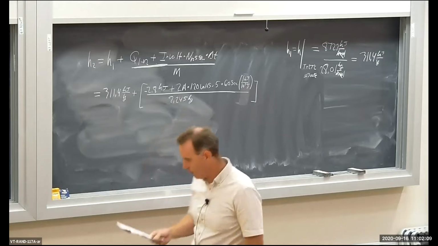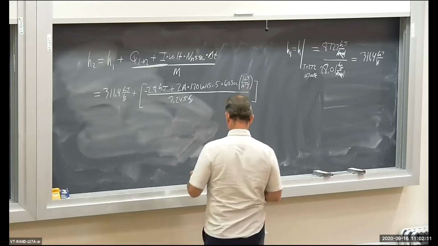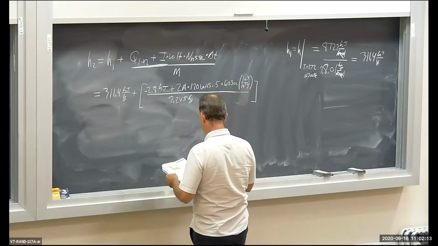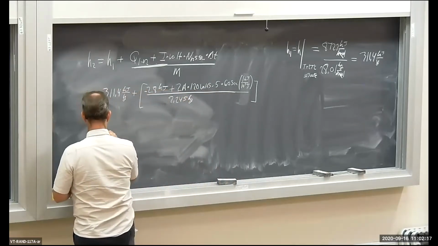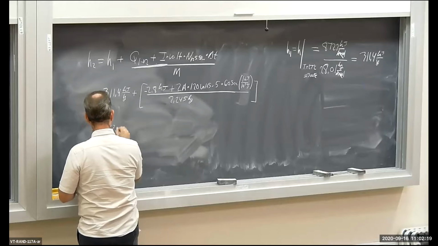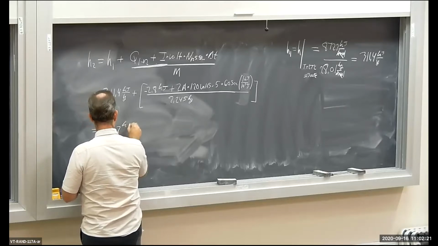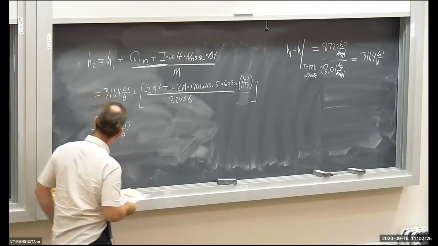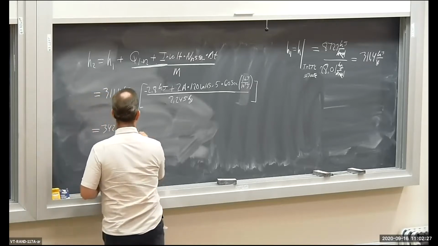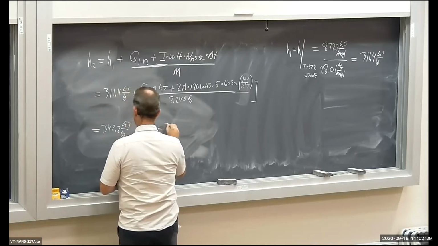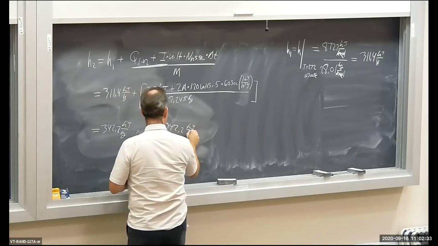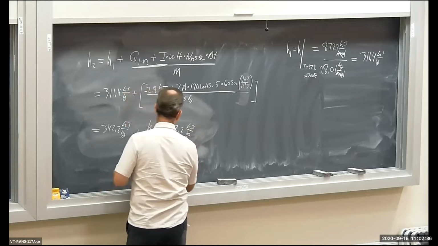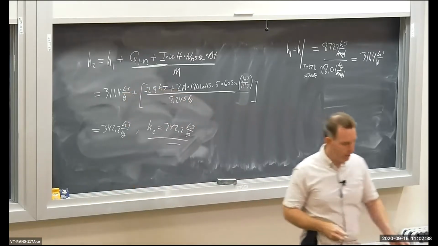Let's see here. So we crank through, and I get H2 is equal to 342.2 kilojoule per kilogram. Okay, so that's H2. H2 equals 342.2 kilojoule per kilogram. Okay, now what's T2? How are we going to get T2?